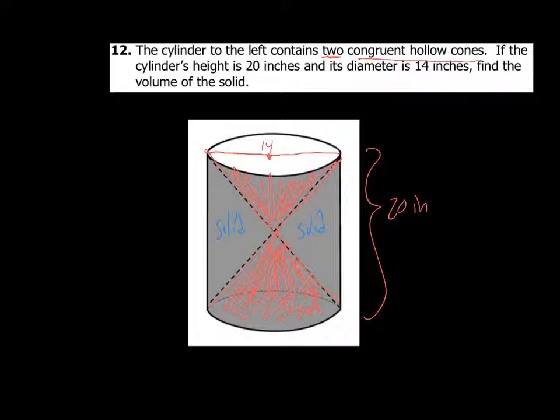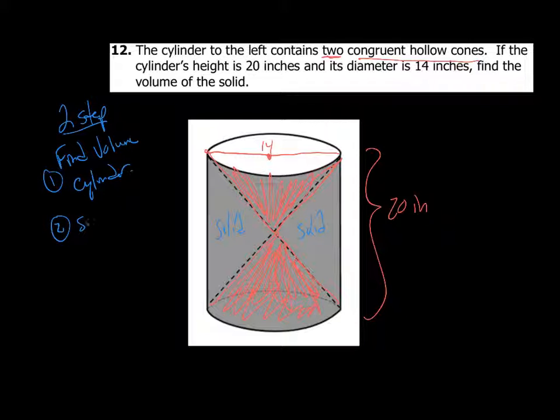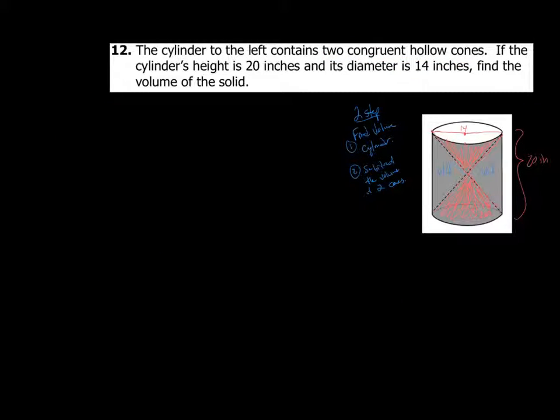So this is going to be a 2-step process. First, find the volume of the cylinder. Step 1. Step 2, subtract the volume of the 2 cones. All right, so I've shrunk down that space to give us a little bit of working area. So volume of the cylinder is going to be pi r squared times the height. And, right, so this is the cylinder.